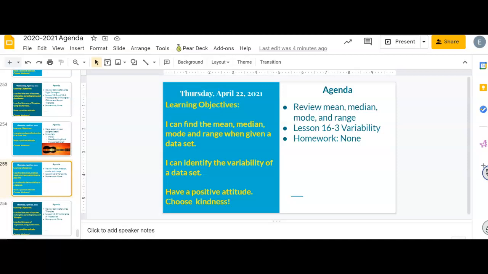What other one can we find? Josiah. Mode. What is mode? Talk to your neighbor and discuss what mode is. Coming back together. What is mode? Brayden. The number that shows up the most.